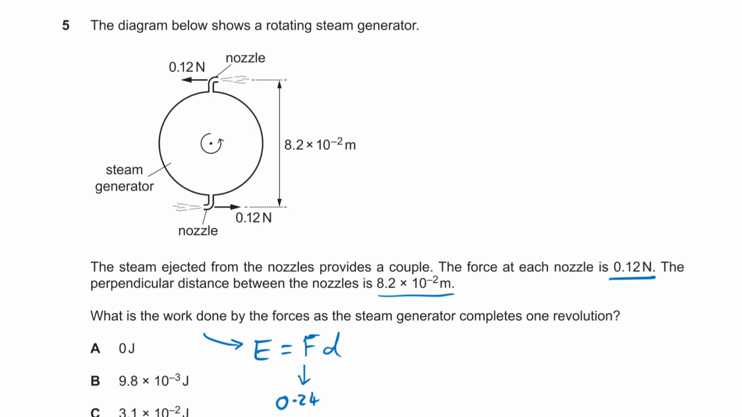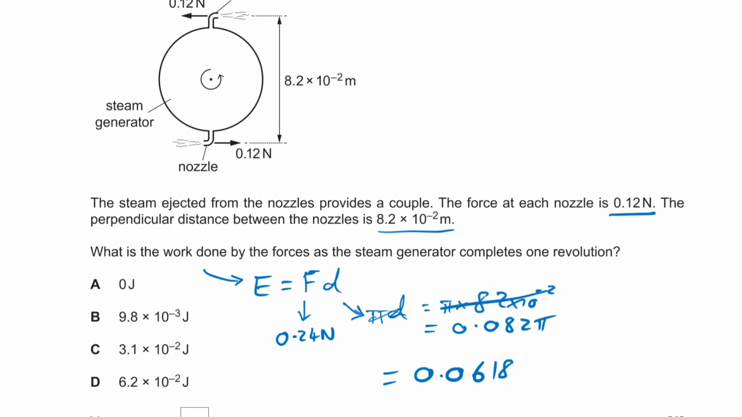So we take our force, there's two forces, so that's 0.24 newtons, and we times that by the distance. One complete revolution, well, they're doing that work over one circumference, so that's pi d, so that's our 0.082 times pi. And that gives us 0.0618 joules, so the answer is D.